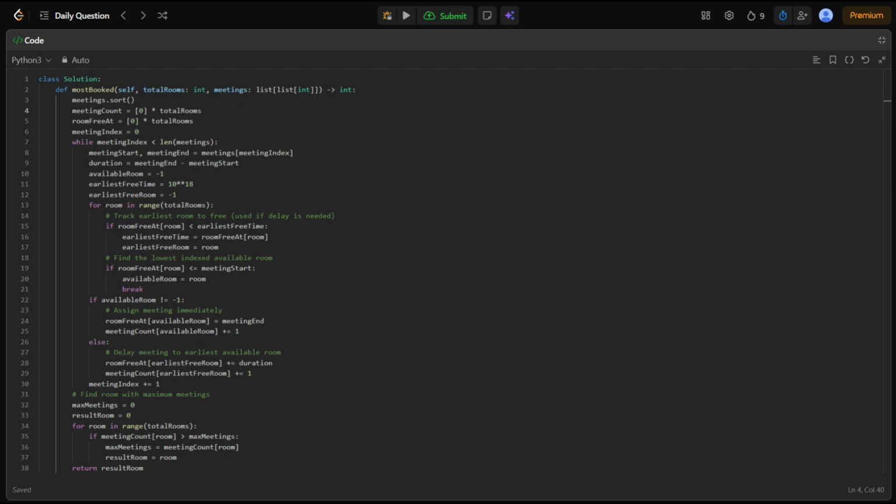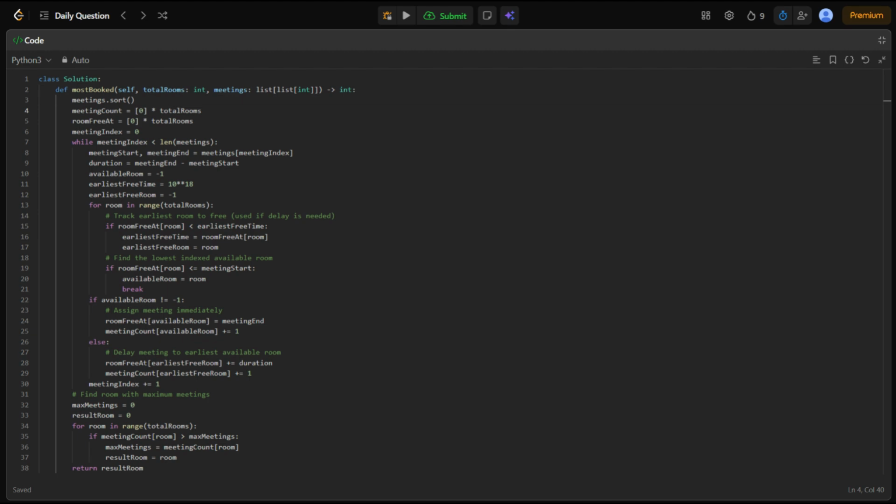Step 1. Sort the meetings. First, we sort all meetings by their start time. This is important because meetings must be processed in chronological order. If meetings are delayed, the one with the earliest original start time gets priority. Sorting ensures we follow this rule naturally.